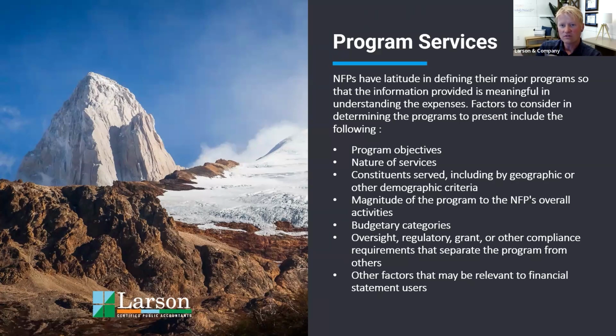And so as you're determining which programs to focus on, identify and report on, you do want to make sure that the major ones are being broken out and tracked. If you have several programs that are smaller, it is okay to combine those as other program activities in your reporting. But the major ones you do want to have broken out.